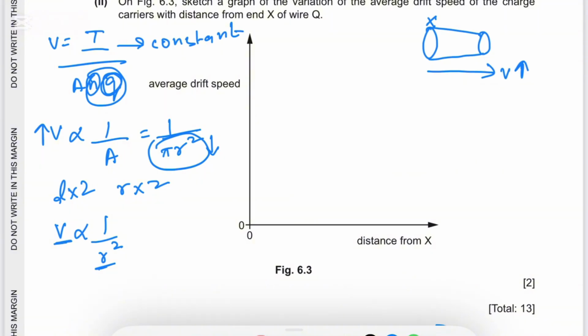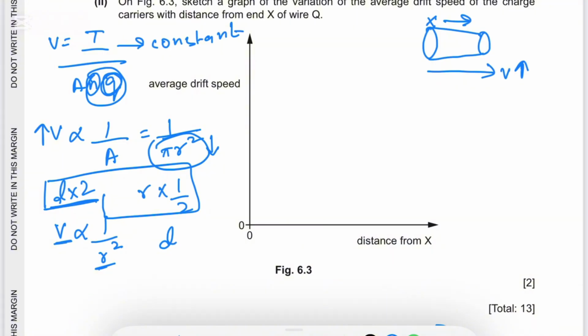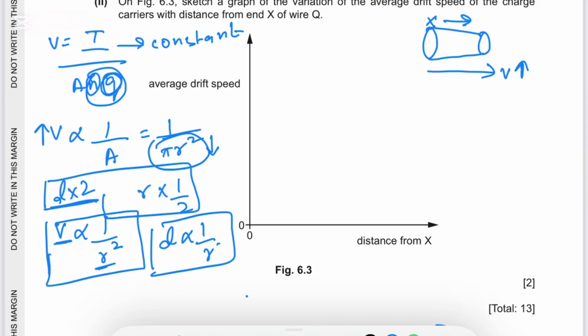In this question, we are going to assume that the radius changes linearly with distance. So if distance from X is multiplied by 2, that means the radius would drop by a factor of 2, because we can clearly tell the radius is decreasing. From this we can derive that distance from X is inversely proportional to the radius. Knowing this relationship and also that drift speed is inversely proportional to the square of radius, we can substitute this distance into the relationship between drift speed and the radius to sketch this graph.